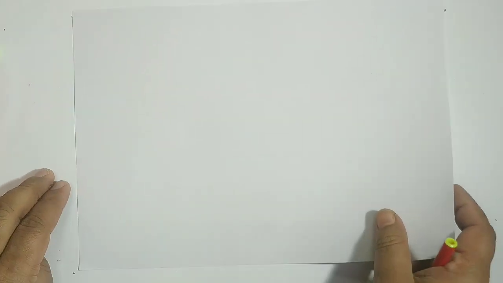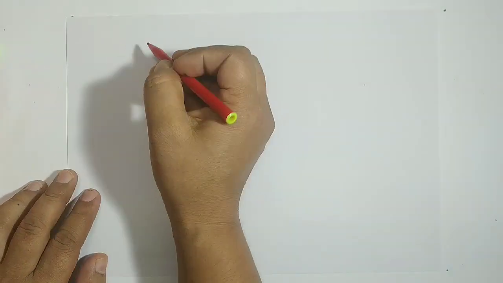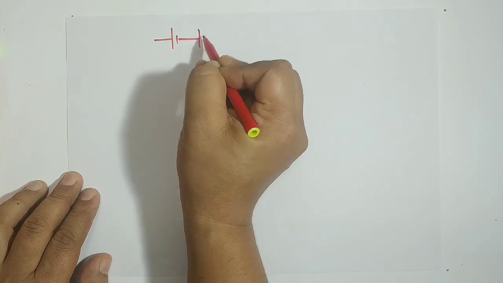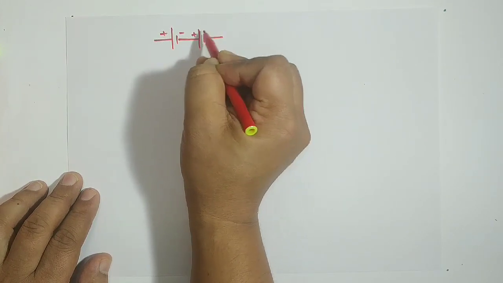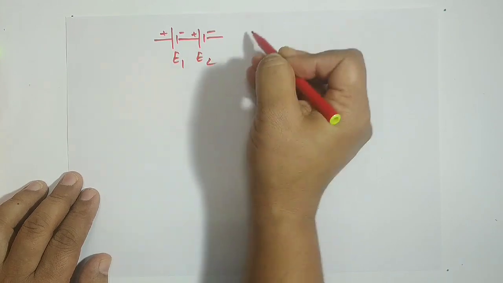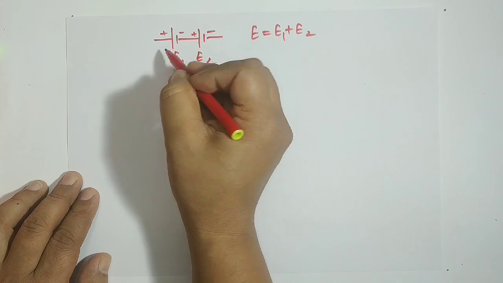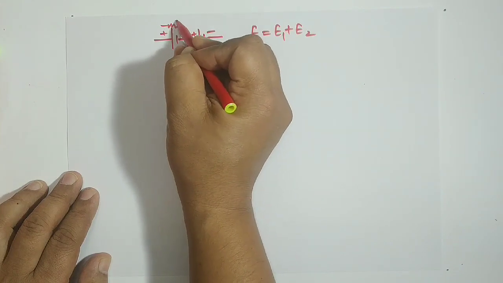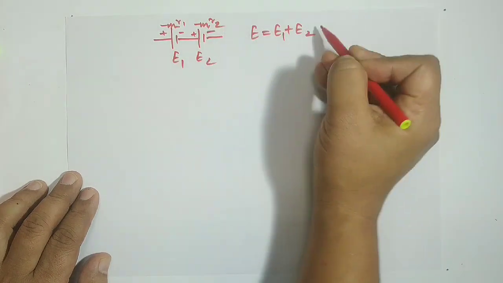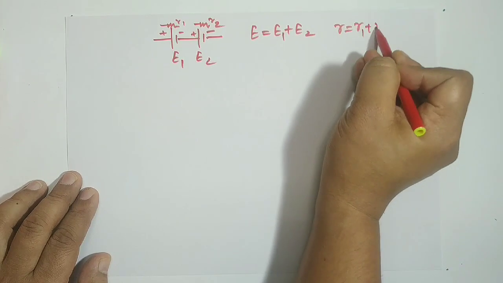So the final thing is that if there are two cells in series, I am going to write it, okay, and they have E1, E2. So net EMF is what? E1 plus E2, okay, and they have internal resistances say R1 and R2. Net resistance is what? R1 plus R2.